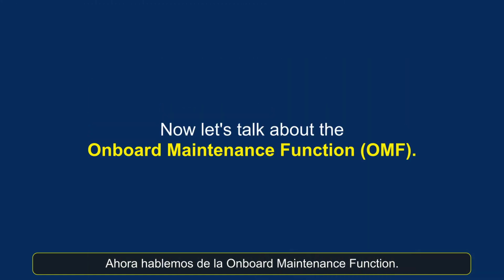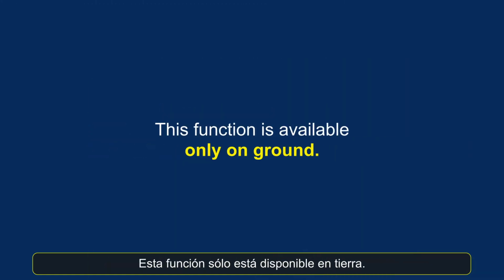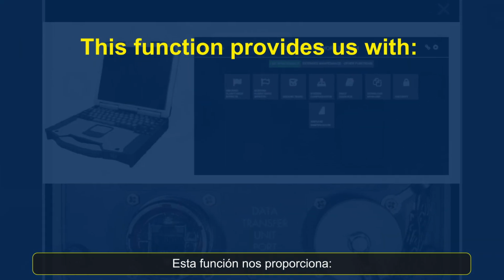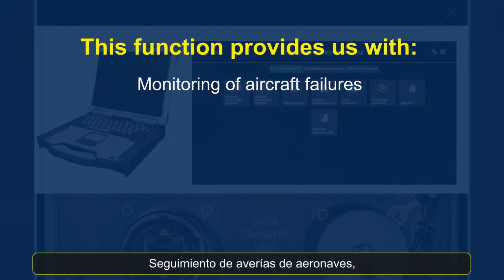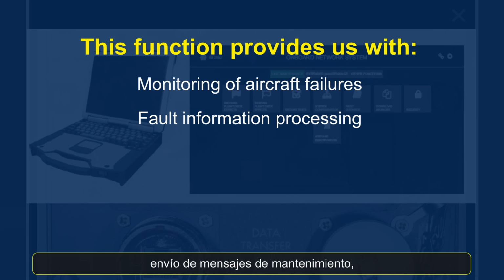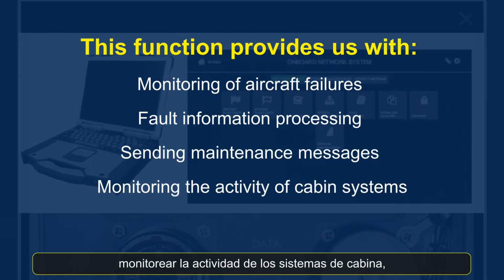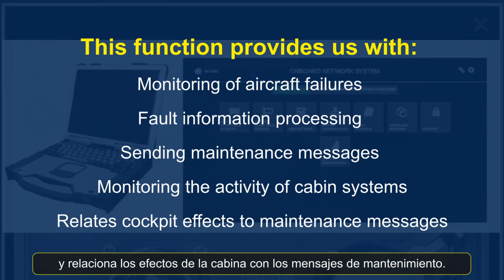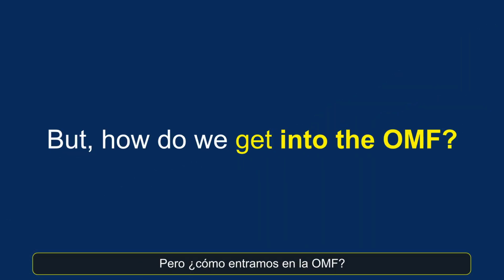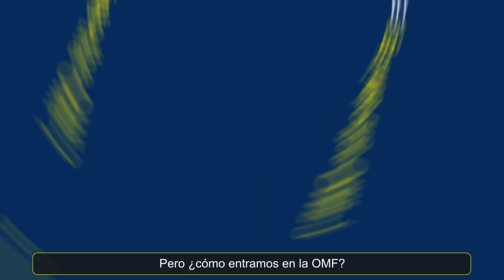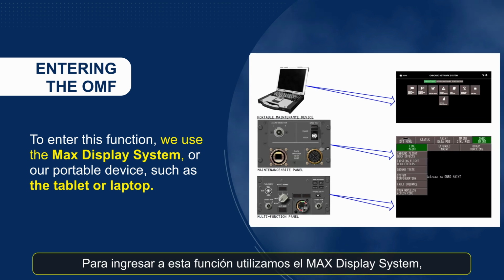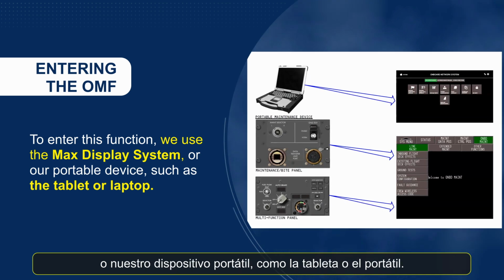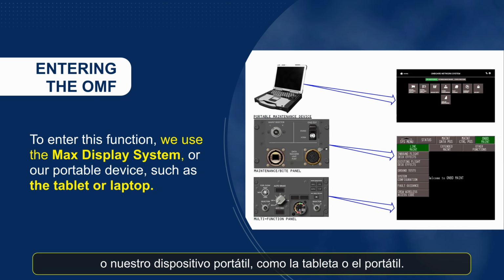Now let's talk about the onboard maintenance function. This function is available only on ground. It provides us with monitoring of aircraft failures, fault information processing, sending maintenance messages, monitoring the activity of cabin systems, and relates cockpit effects to maintenance messages. But how do we get into the OMF? To enter this function, we use the Max Display System, or our portable device, such as the tablet or laptop.